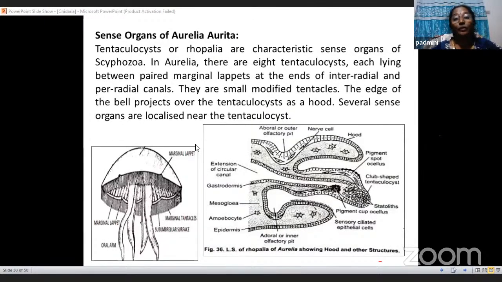Sense organs. So here we are going to talk a little bit about tentaculocytes, or it's also called as rhopalia. Tentaculocytes, or also called as statocysts in hydrozoa. Characteristic sense organs.